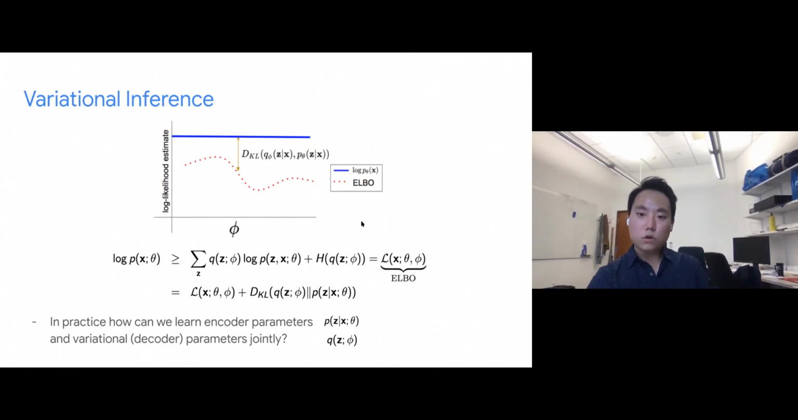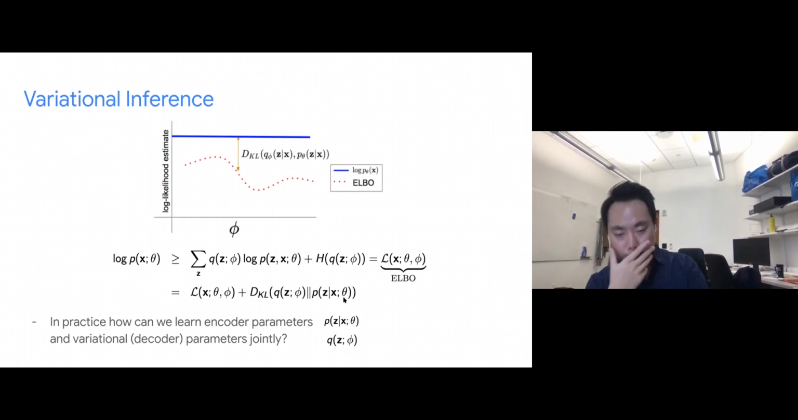So that is the most important relationship here to derive variational autoencoders, which is that the log likelihood of the data is equal to the evidence lower bound plus the KL between your variational distribution, which is free for you to choose, and the true posterior of the data, which is complex, which you want to approximate.